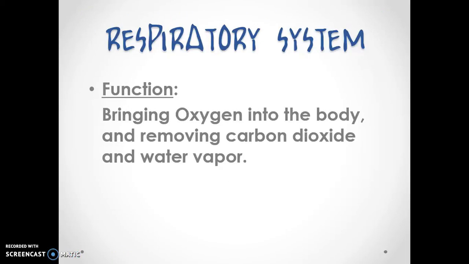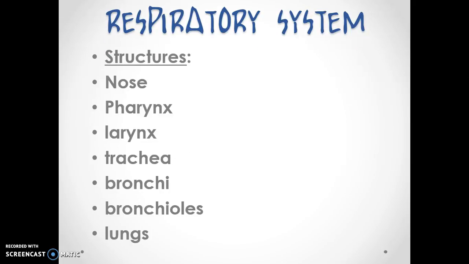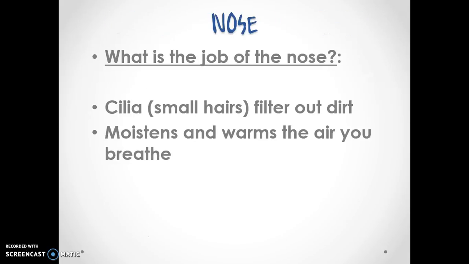So next, for the respiratory system, I will explain more on its function. It brings oxygen into the body, and it removes carbon dioxide and water vapor. Since the circulatory system and respiratory system are related, I will explain both. And next I will explain the structures of the respiratory system, which consists of the nose, pharynx, larynx, trachea, bronchi, bronchioles, and also the lungs.